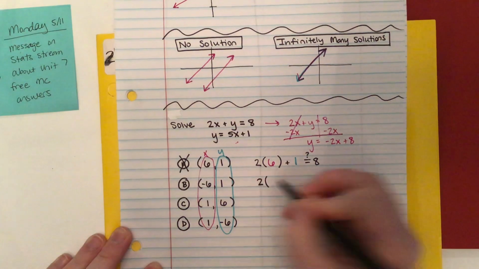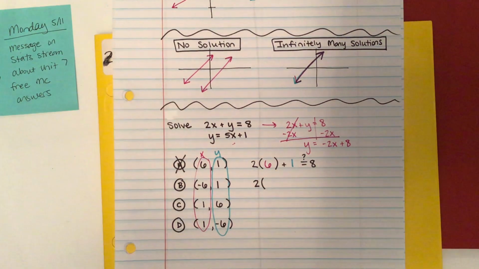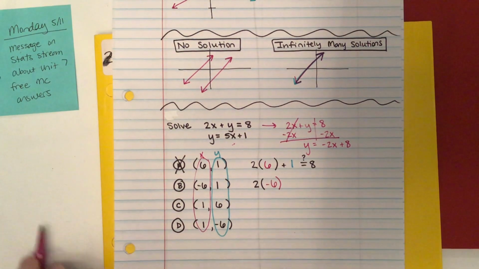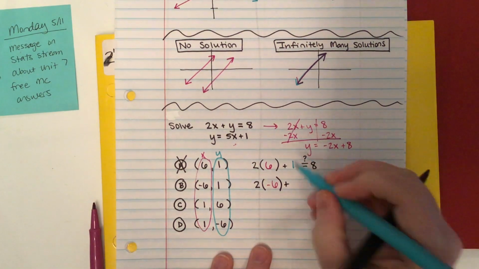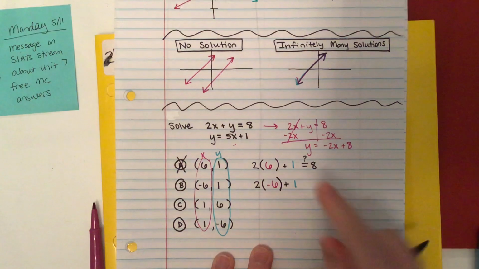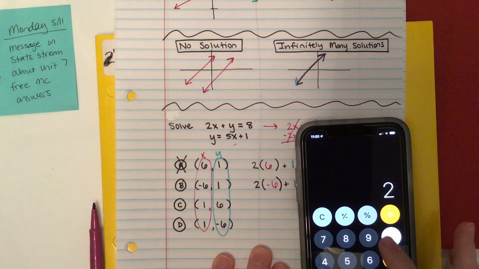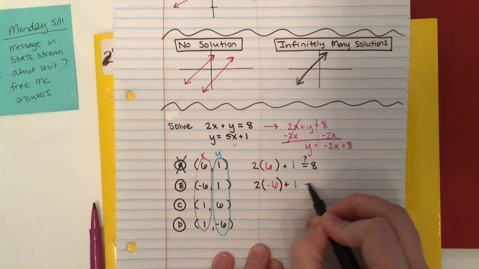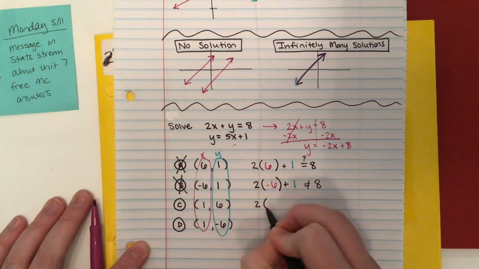So now we're gonna try 2. Again, I'm getting this 2 from the equation. Then I'm gonna plug in negative 6 this time for x, and then I'm gonna plug in positive 1 for y. And again, according to the equation, it should equal 8, but let's find out. 2 times negative 6, does that work? Yep, plus 1, definitely still not 8. Does not equal 8, so that's not it.